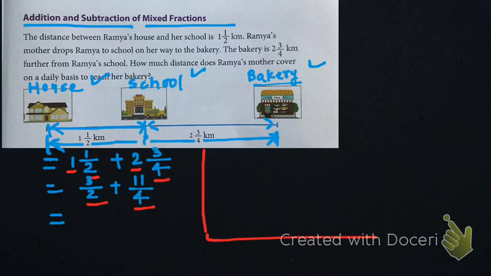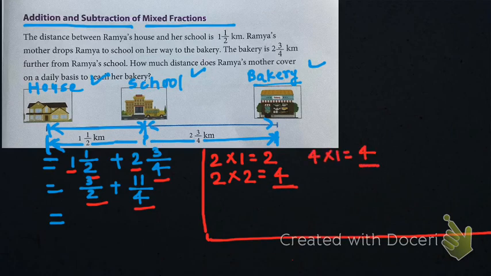So if denominators are different, you will find the LCM. You know that the LCM of 2 and 4 is, so let's write the table of 2. 2 into 1 is 2, and 2 into 2 is 4, and 4 into 1 is 4. LCM is the lowest common multiple. So the lowest number which comes in both the 2 and 4 tables is 4. So the LCM of 2 and 4 is 4.